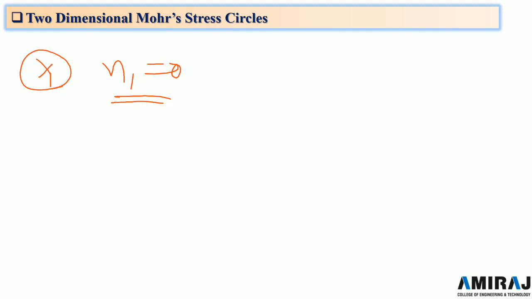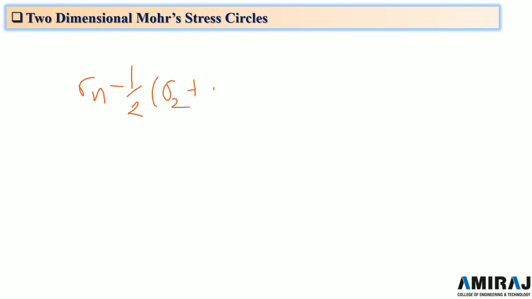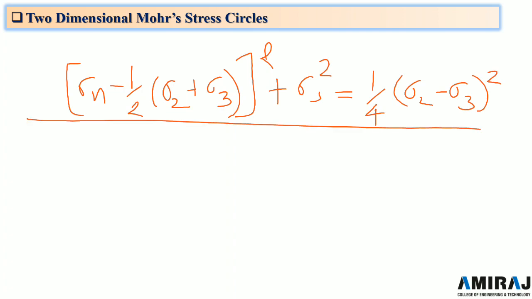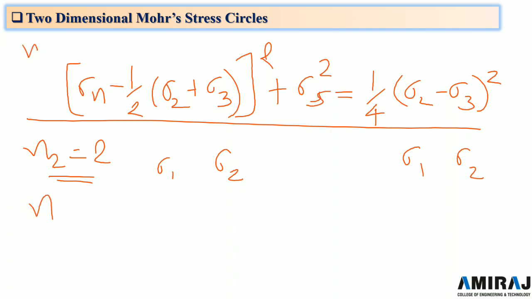When n1 is 0, the Mohr's stress circle equation will be given by sigma n minus 1 by 2 (sigma 2 plus sigma 3) whole square plus sigma s square is equal to 1 by 4 (sigma 2 minus sigma 3) whole square. Similarly, for n2 equal to 0, there will be sigma 1 and sigma 2 here. Other terms will remain the same. This is for n1 equal to 0.